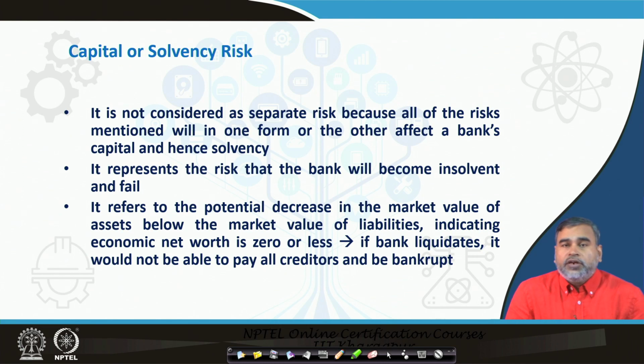So, in that context, the source of risk may be external, but if the bank is always exposed to that external environment, then automatically solvency risk becomes a factor in maintaining profitability or stability. Here, if there is a potential decrease in the market value of assets below the market value of liabilities, it indicates that the economic net worth is 0. So, if the bank liquidates, it would not be able to pay its creditors and would be bankrupt.